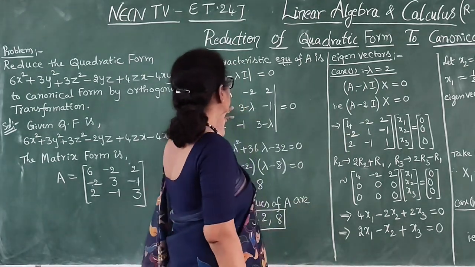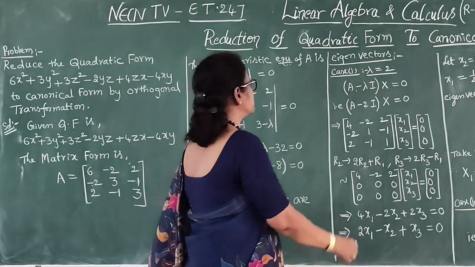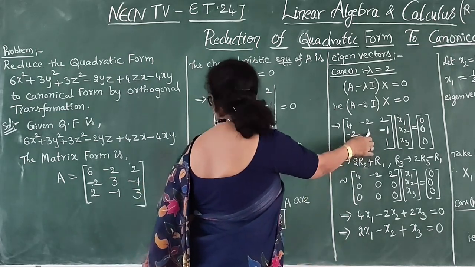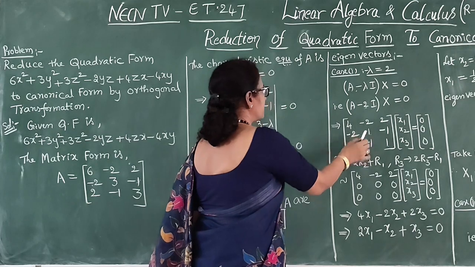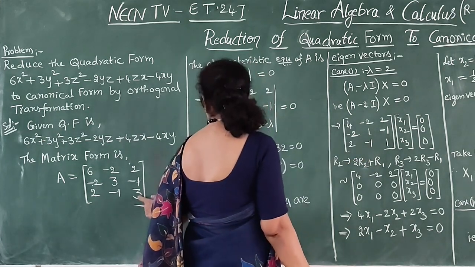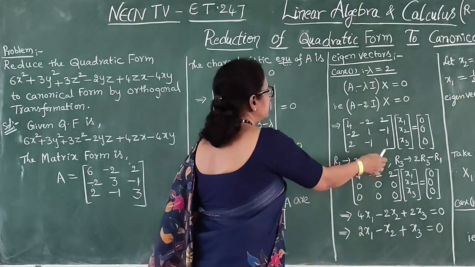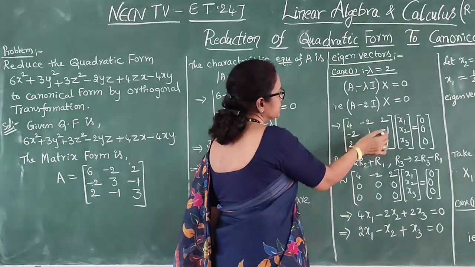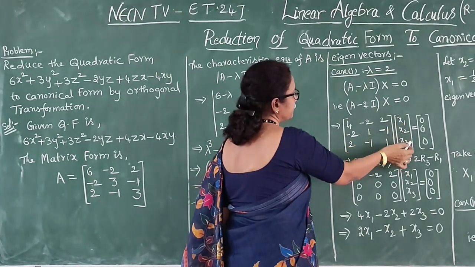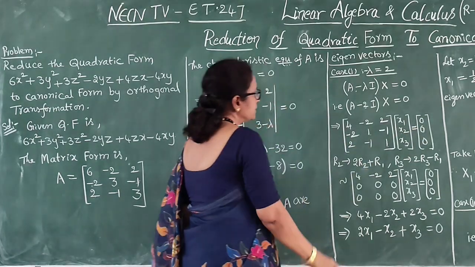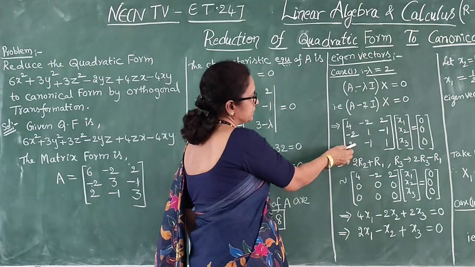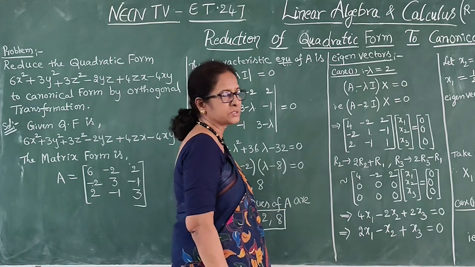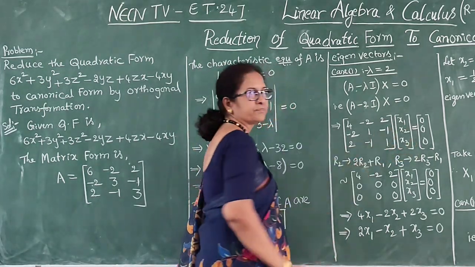So our matrix is: first element is 6, 6 minus 2, 4 you will get. The second diagonal element is 3, 3 minus 2, you will get 1. The last element is 3, that is 3 minus 2, 1. So like this we will get the matrix, and the vector x1, x2, x3 is equal to 0. This has become a system of homogeneous equations, Ax is equal to 0.